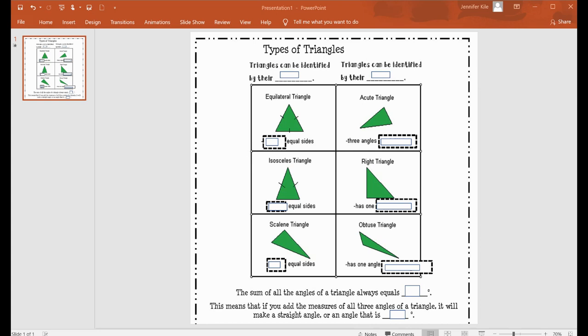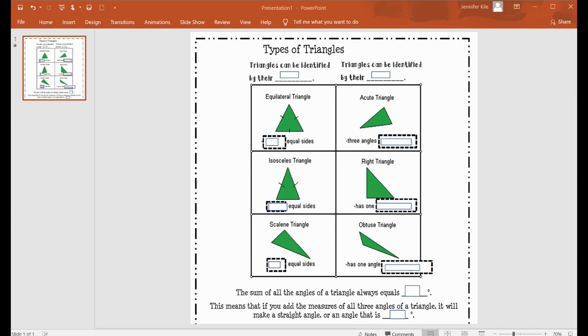Now, in the next triangle down, you'll notice that there are only two dash marks on two of the sides, and the third side doesn't have that mark. So what that tells us is that only two of the sides are the same, and the third side is different. So an isosceles triangle has two equal sides.